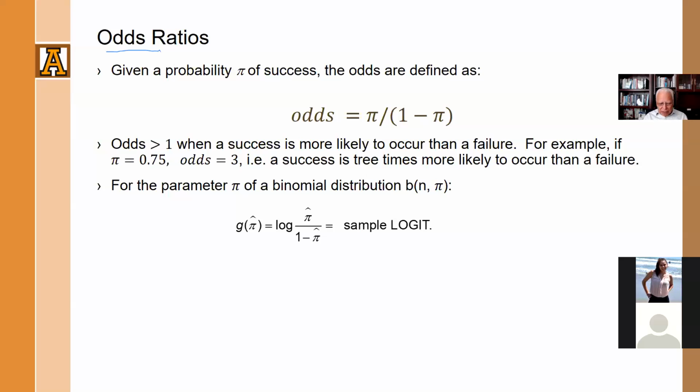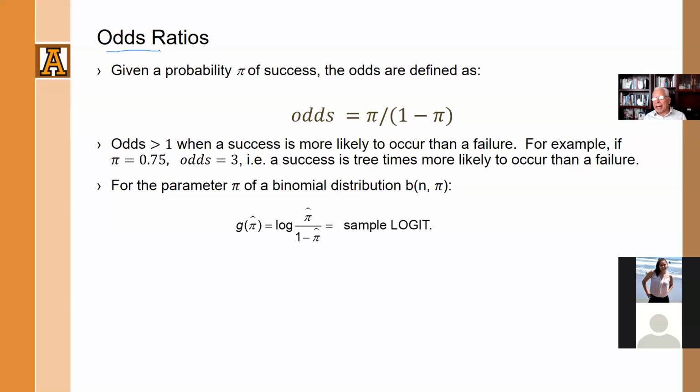Now let's look at the odds ratios. What are the odds ratios? Suppose we have an event with two possible results: success or failure. Given the probability pi of success, the odds are defined as pi divided by 1 minus pi, that is, the probability of success divided by the probability of failure. When the odds are greater than 1, a success is more likely to occur than a failure.